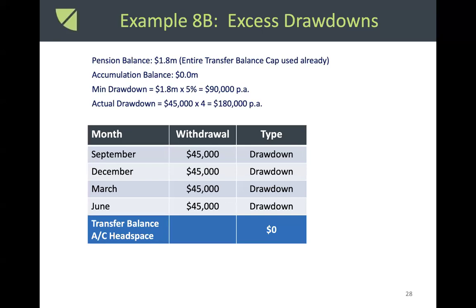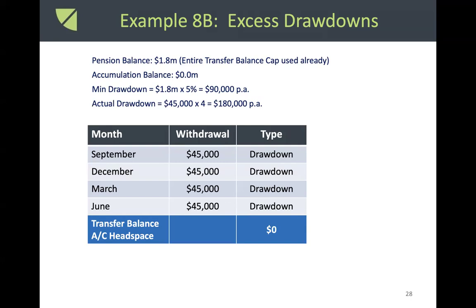Now, this is the same example, except there's no accumulation balance. So this time, we have an excess. We have to take it out of pension. There's nowhere else for it to come from. We only have a pension balance for this member.